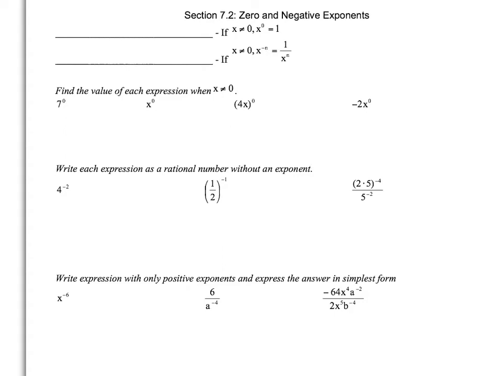Today we are going to look at zero and negative exponents. They have special rules. When you take anything to the zero power, it's always going to equal 1. And that's what that first line says. As long as x doesn't equal 0, if you put any x value to the zero power, it equals 1. And that is a property of zero exponents.